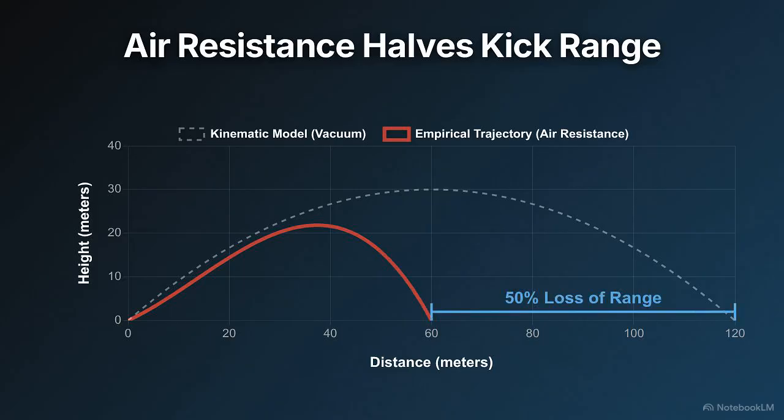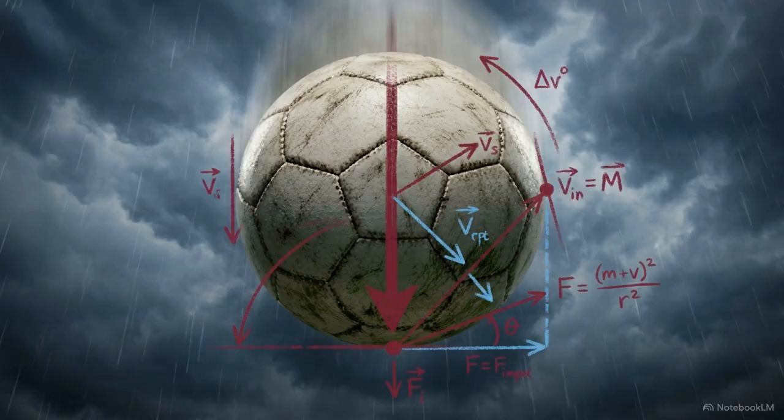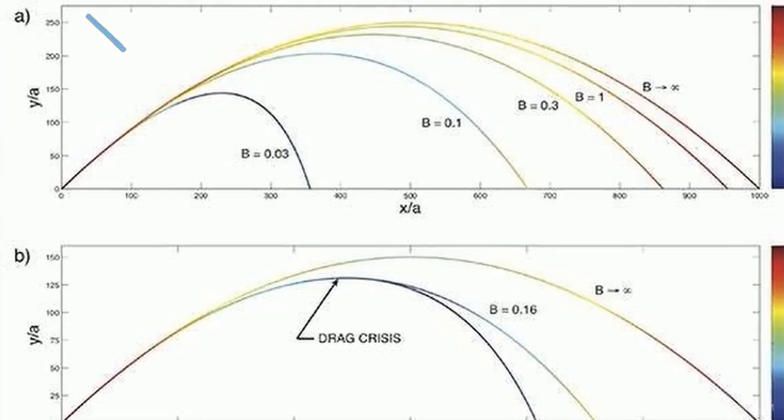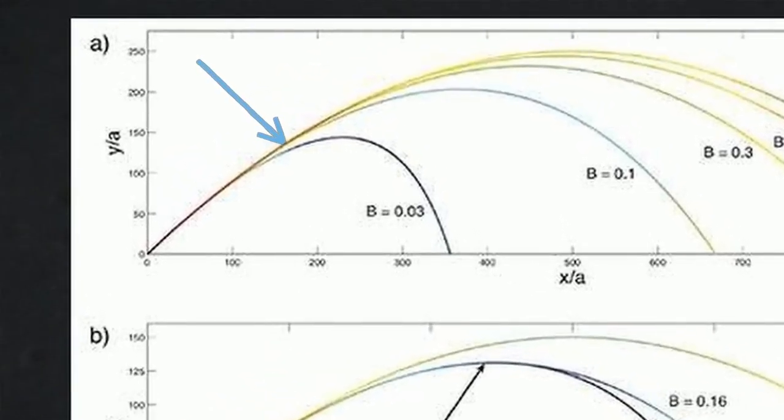Beyond the loss of range, real kicks violate the symmetry of the parabola. The ball falls to the earth at a significantly steeper angle than it climbed. This graph illustrates the deviation. The upper curve represents the vacuum prediction, while the black curve below shows the actual steep trajectory observed in nature. The trajectory's warping is a response to aerodynamic drag acting against the momentum.